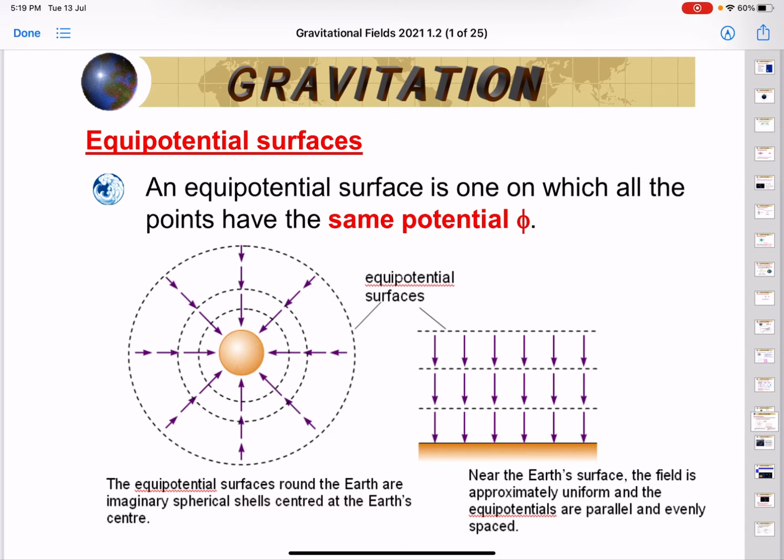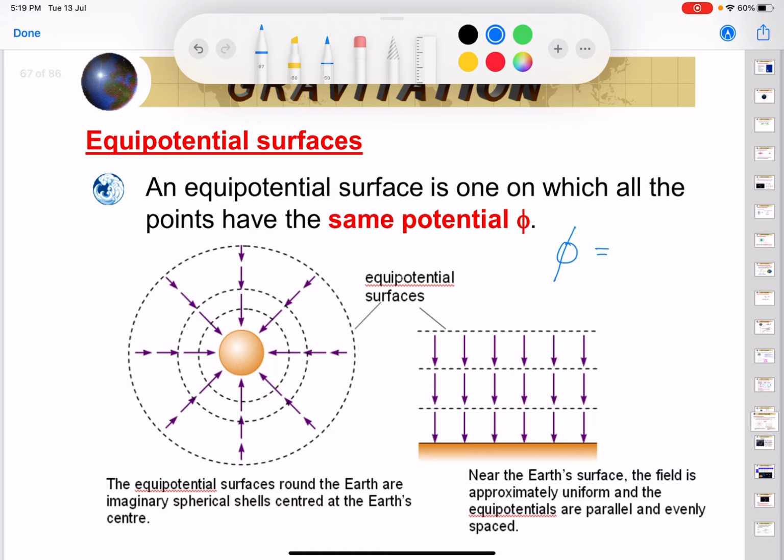So from the expression of gravitational potential, phi equals minus GM over r, we notice that there is a series of equipotential surfaces, which are imaginary spherical shells centered at the Earth's center. Since the gravitational potential phi only depends on r, the potential on each of these shells is going to be a constant value.